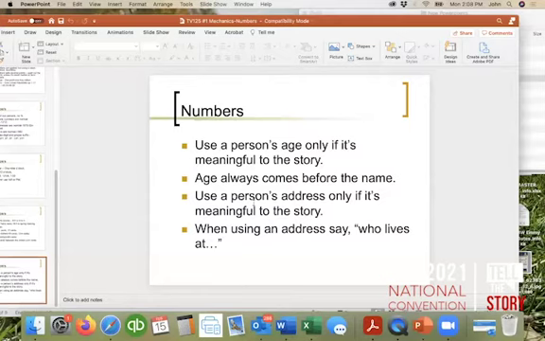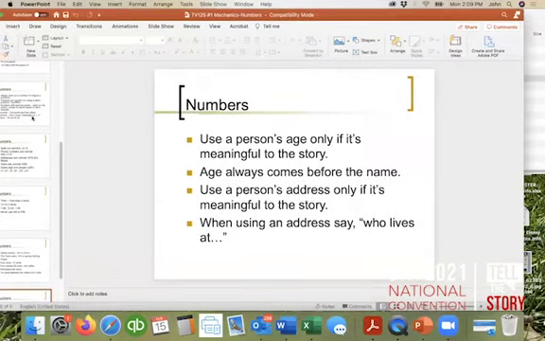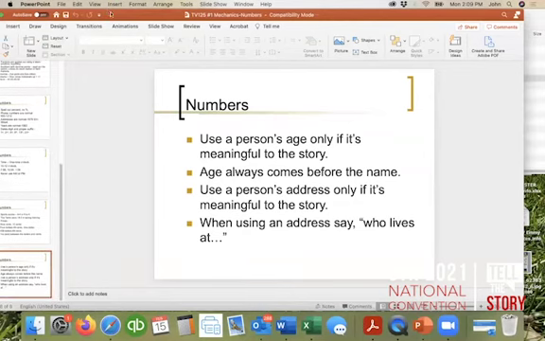I don't usually use a person's address. Let's see. Is that all that I had on the numbers? That is all I had on the numbers. So I'll go to the next one.